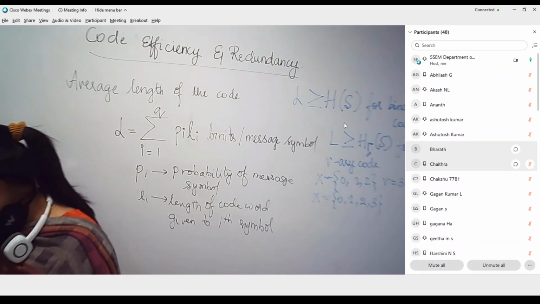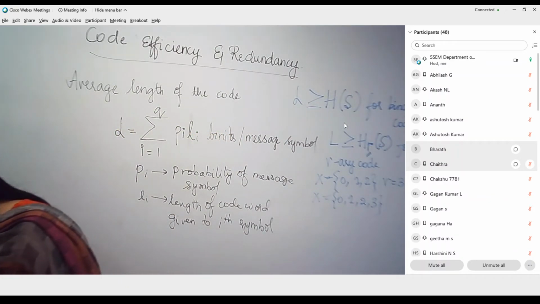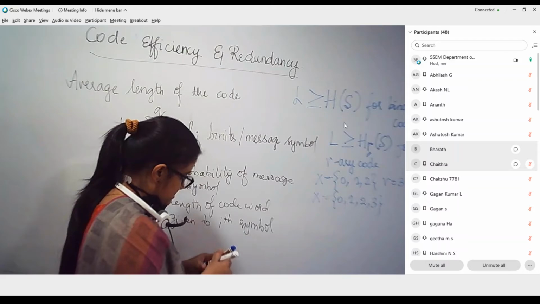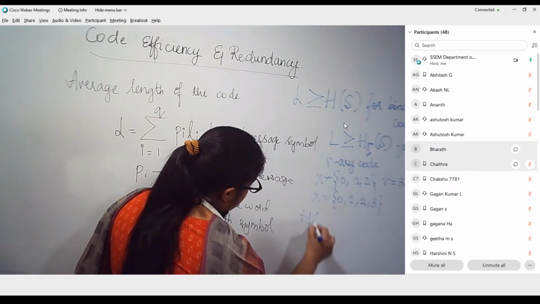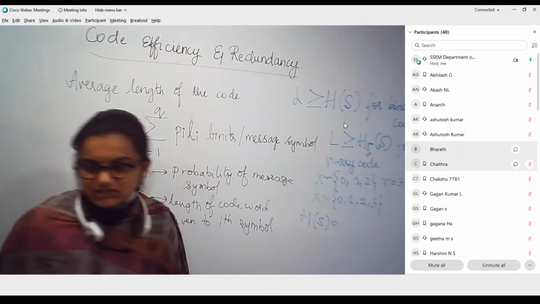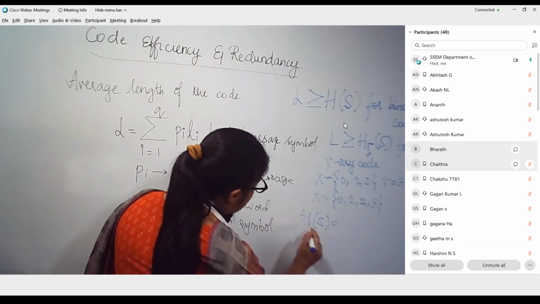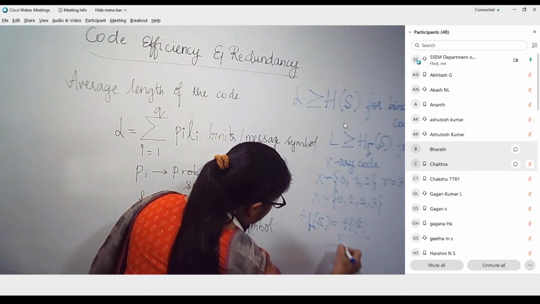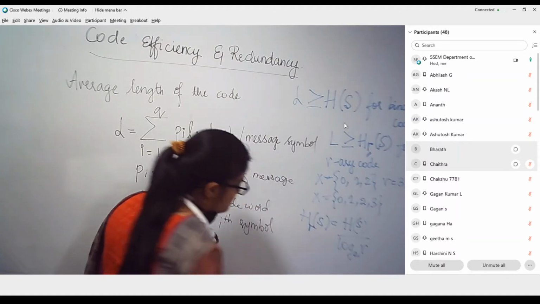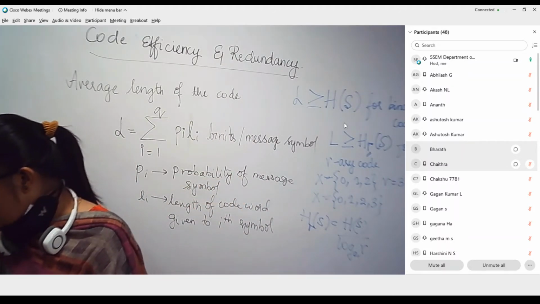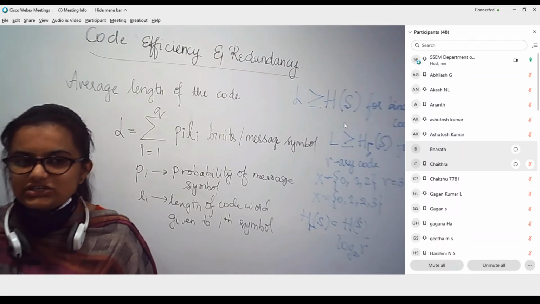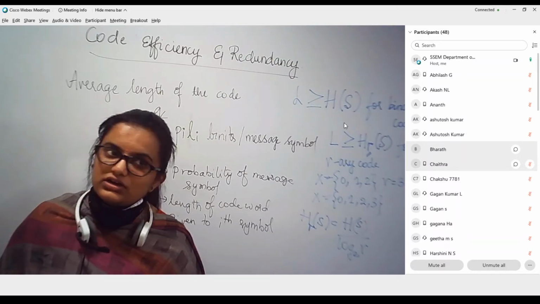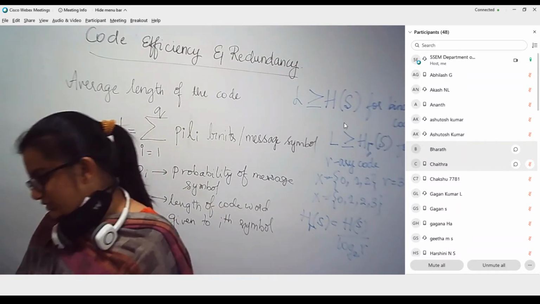Okay. So how do we find the code efficiency? What is this code efficiency? Let us see here. The relation between H of S and HR of S is given by HR of S equal to H of S divided by log base 2 of R, where H of S is measured in terms of bits per symbol and HR of S is represented using units per symbol.